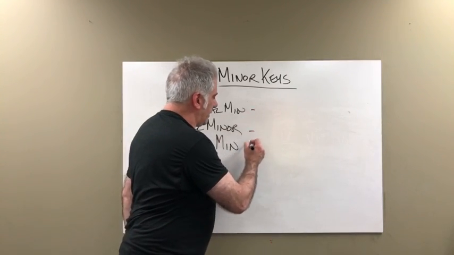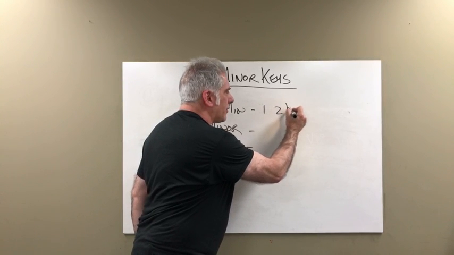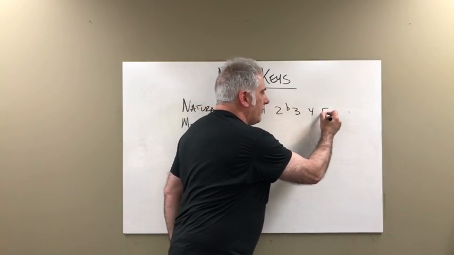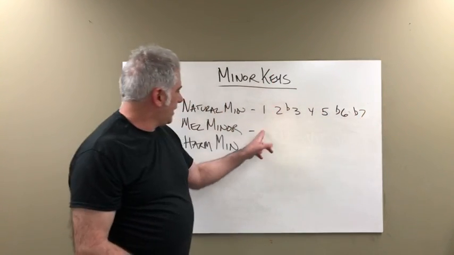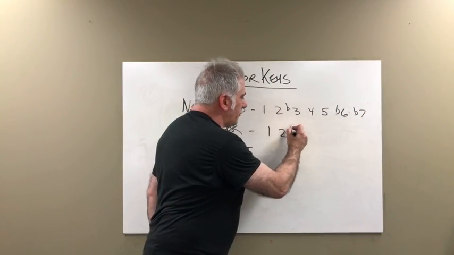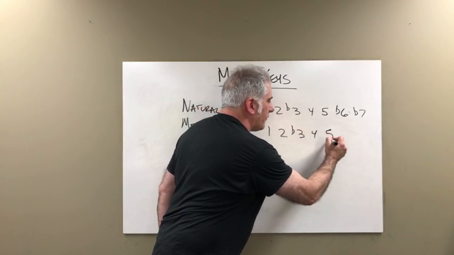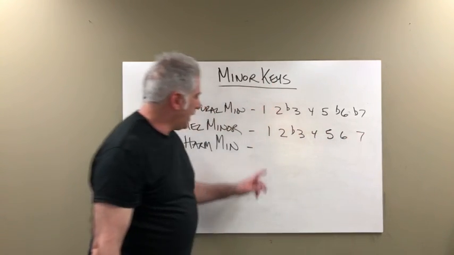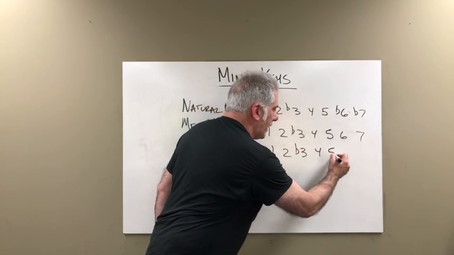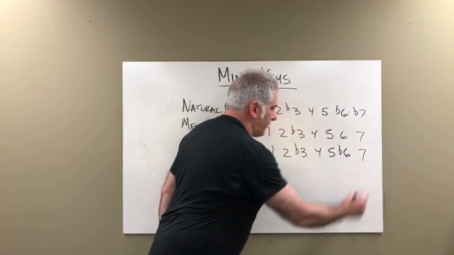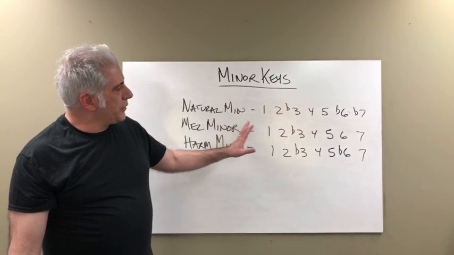The natural minor is 1, 2, flat 3, 4, 5, flat 6, flat 7. The melodic minor is 1, 2, flat 3, 4, 5, 6, 7. And the harmonic minor is 1, 2, flat 3, 4, 5, flat 6, 7. So, you can see the difference.